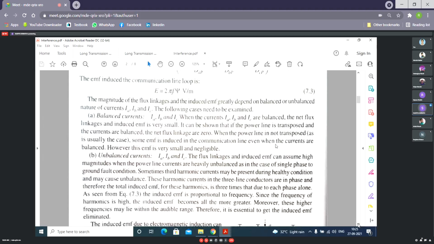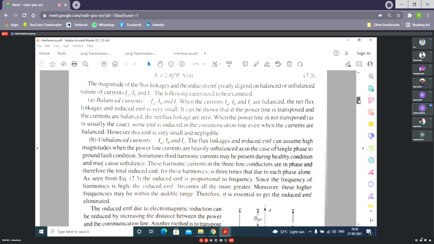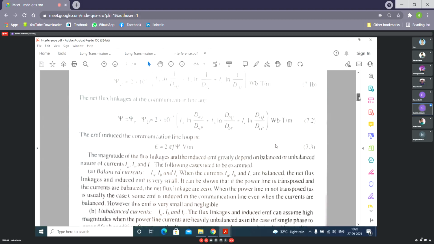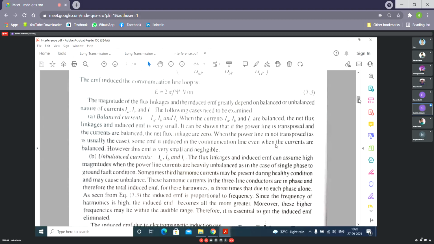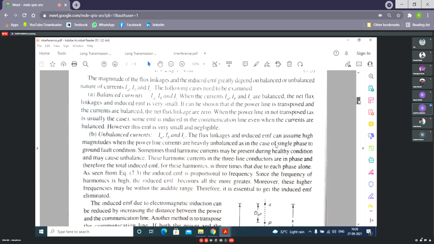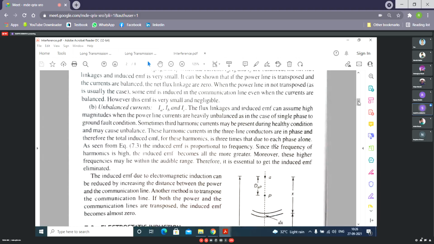Now, if the currents become unbalanced, severe unbalancing occurs when there is a single line to ground fault. In that condition, the voltage induced in the communication line may be huge. And also, if we consider harmonics present in the line, then Ia plus Ib plus Ic is not zero, because they are in the same phase. So if harmonics are present, especially the third harmonic, there can also be a considerable amount of voltage induced in the communication lines.